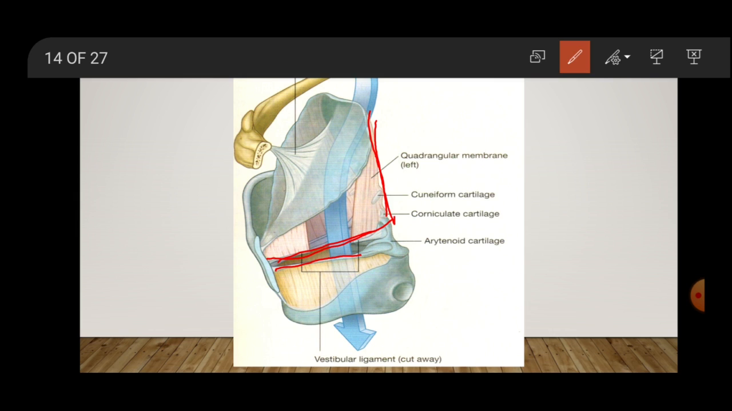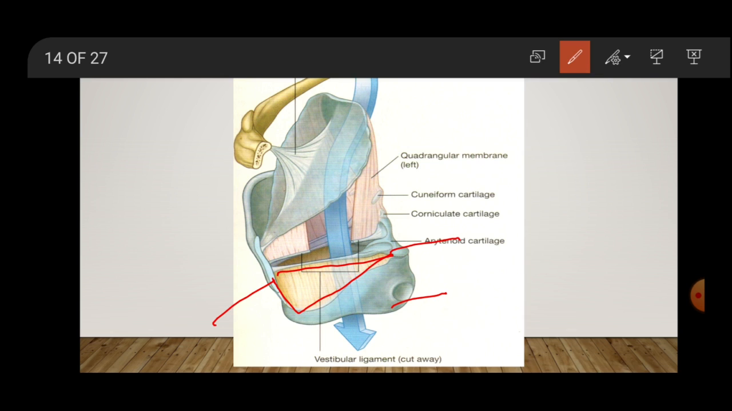It's a triangular fibroelastic membrane. So this that is colored yellow is the cricovocal membrane. It's a triangular fibroelastic membrane that stretches between the cricoid, arytenoid and the thyroid. So between the cricoid, arytenoid and the thyroid, you have this triangular membrane, the cricovocal membrane.